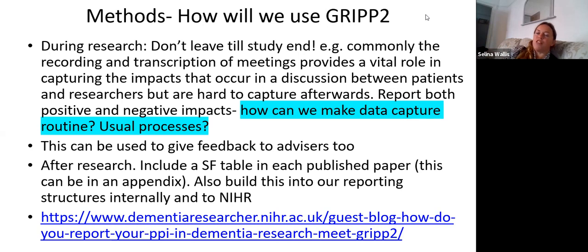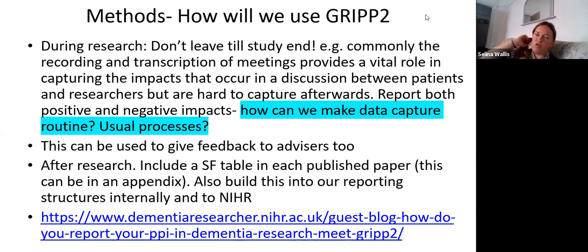So what I'm saying is you should, after each meeting that you have, make some short notes about what happened, and any changes that you might make based on that, so that you can record that as you go along for your GRIPP2. And it should be part of your usual processes.